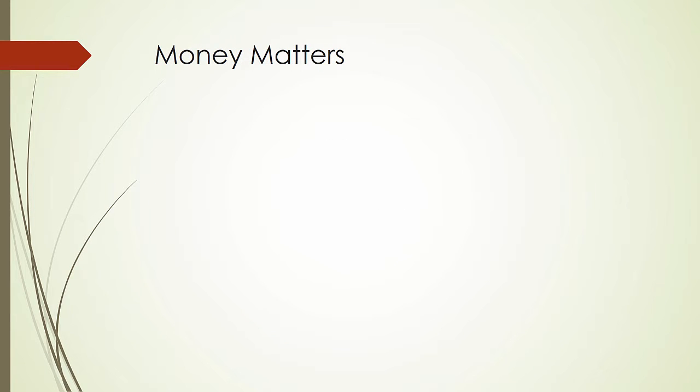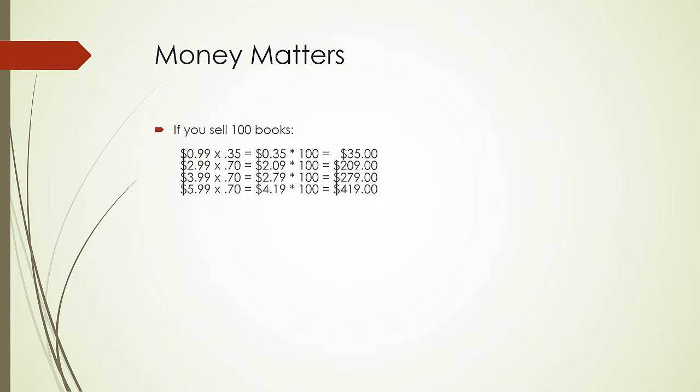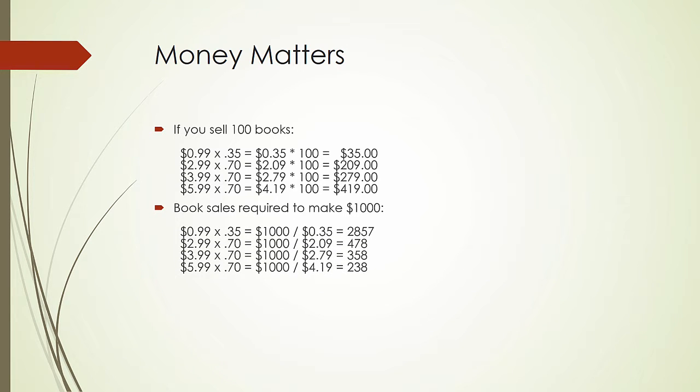Now, I want to talk about how much money matters. For instance, if you sell 100 books at 35 cents a pop, that means $35. Now notice, if you jump the price to $2.99 instead of 99 cents, suddenly you're making $209 for 100 books sold. Another way to look at it is, how many books do you have to sell to make it to $1,000? Well, at 99 cents, you need to sell 2,857. That drops to 478 if you charge $2.99.